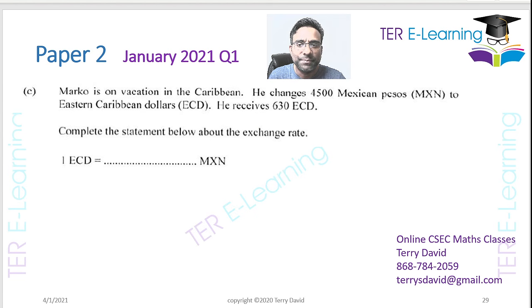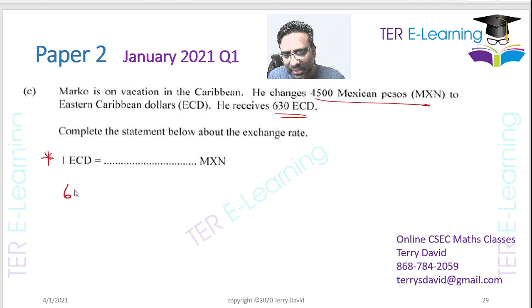This next part here now, Marco is on vacation in the Caribbean and he changes 450 Mexican pesos to EC, Eastern Caribbean dollars, and he received 630, right? So they give us some information that allows us to do a conversion, and the question wants to know how much is 1 EC dollar equal to in Mexican pesos, right? Now when you have a question like this and you want to do a conversion, you're going to write your statement such that you want Mexican pesos on the right hand side, because that's what they're trying to find out. They're trying to find out how many Mexican pesos equivalent to 1 EC dollar.